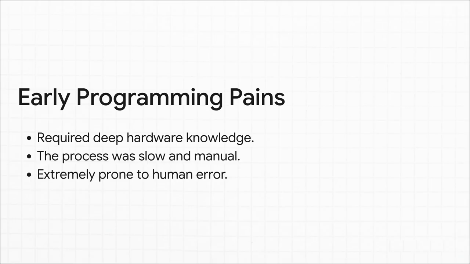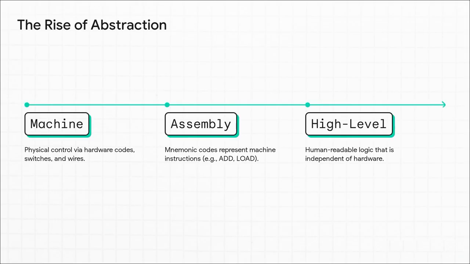How could anyone possibly build complex software this way? The short answer is, they couldn't. It just wasn't scalable. The solution then was to create layers of abstraction, to hide the messy details. We moved from directly fiddling with the machine using wires and switches to assembly language, which used simple text codes like add or load. And from there, we finally developed high-level languages, which let us express complex logic in a way that's much, much closer to how we humans actually think.